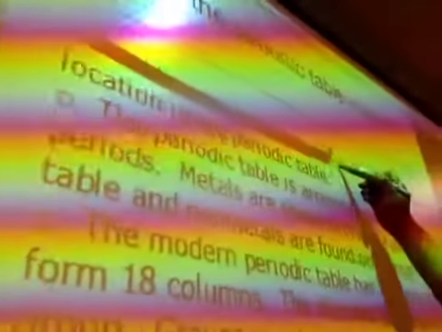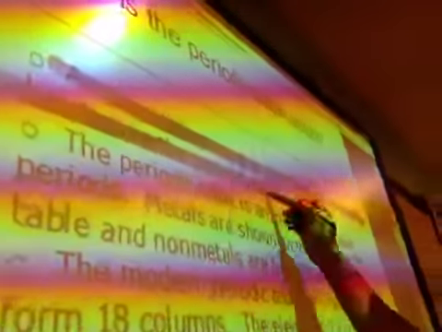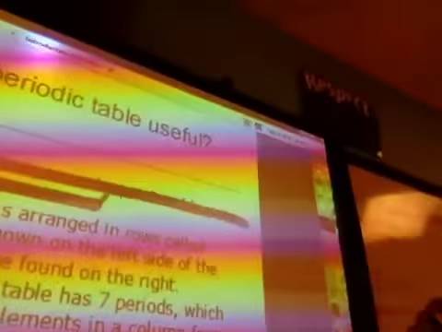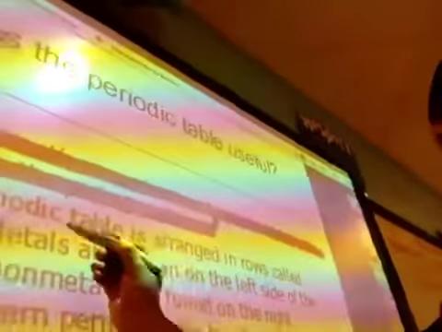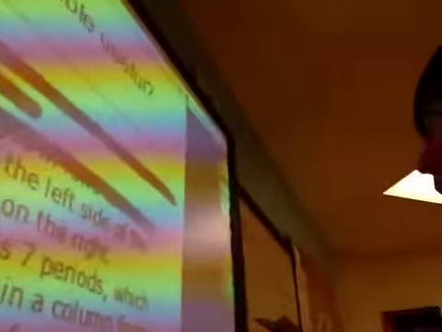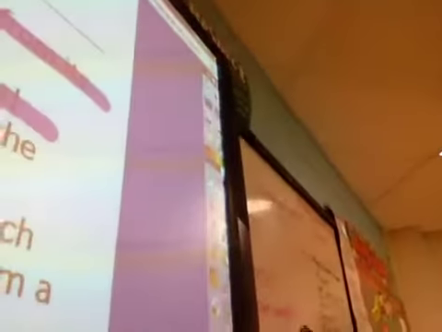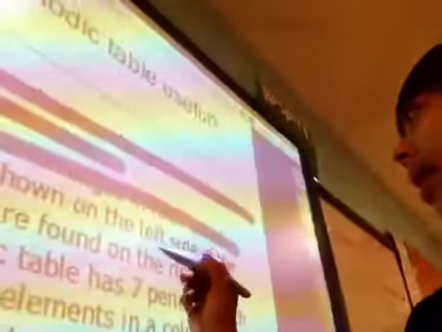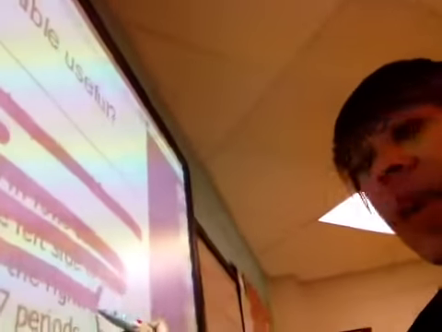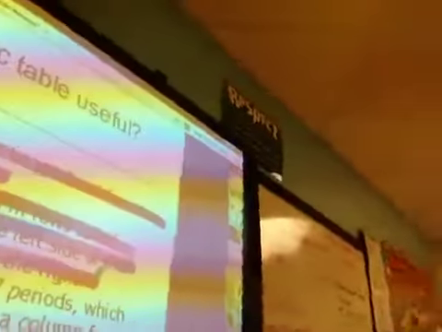Now, how is this periodic table useful for us? Now, an element's properties can be predicted from its location in a periodic table. So the periodic table is arranged in rows called periods. Again, my rows go across. Metals are shown on the left side of the table, and non-metals are found on the right side of the table.